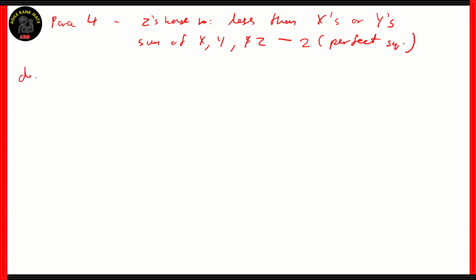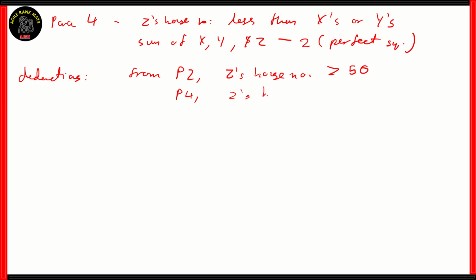So from paragraph 2, Z's house number is greater than 50. Now from paragraph 4, we saw that Z's house is less than X's or Y's, which means that X and Y both have house numbers which are greater than Z's.